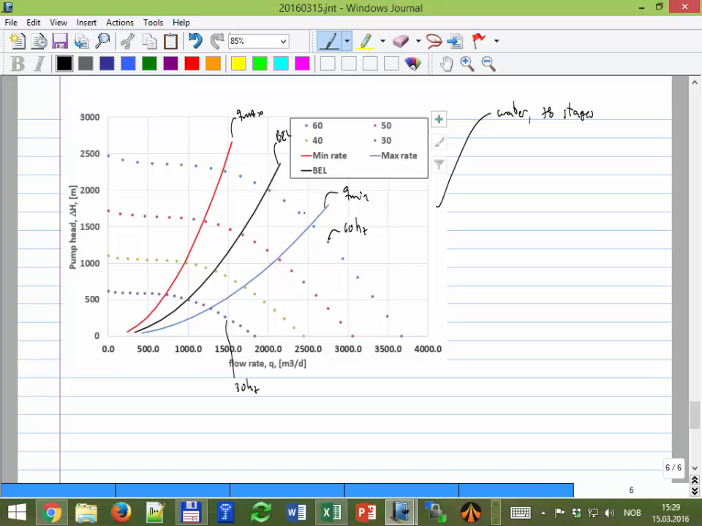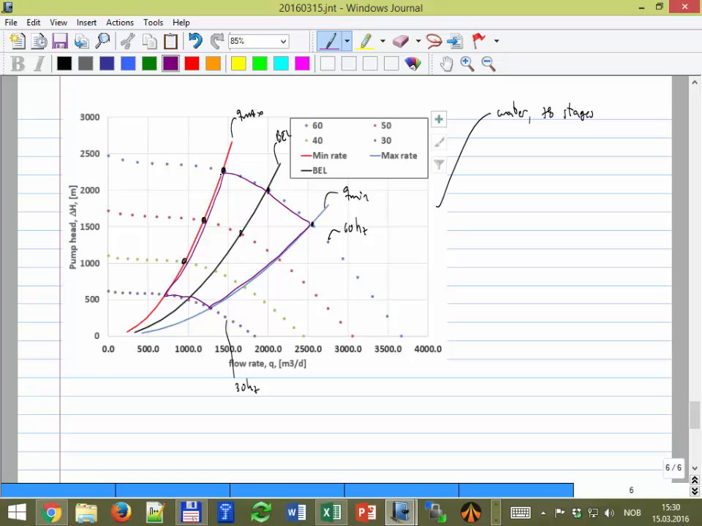I need only one point in each line, and that's what I have. The others I can calculate just by the ratio between the frequencies, Q1 over Q2 equal to F1 over F2. You have access to the equations and everything. And the operational area is going to be like that.